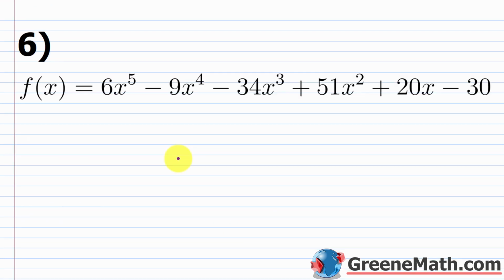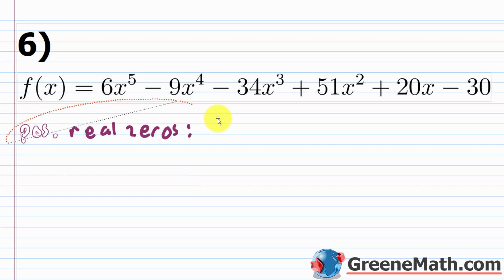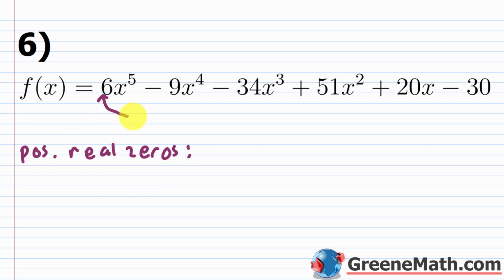All right, for problem 6, we have f of x equals 6x to the 5th power minus 9x to the 4th power minus 34x cubed plus 51x squared plus 20x minus 30. Okay, so for the positive real zeros here, let me fix this. If we look at the number of sign changes, well, let me actually slide this down a little bit. You're going to have one right away. So you're going from positive to negative. So that's 1. And then this is negative, but then this is positive. So here is a second one.